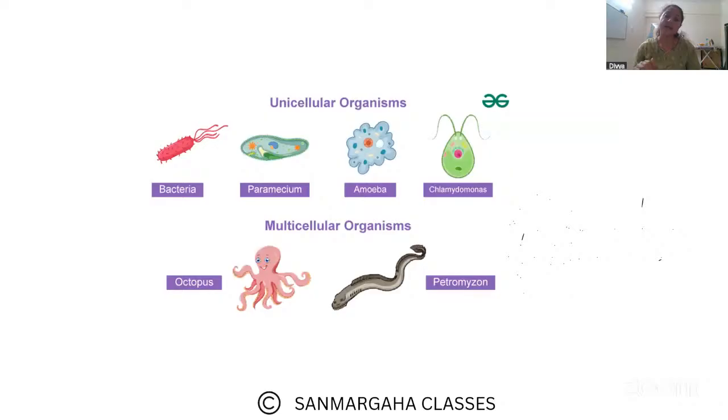Here are the examples for unicellular and multicellular organisms. Unicellular, all are single celled here: bacteria, paramecium, amoeba, chlamydomonas. Whereas octopus, pteromyzon, and here we can include human beings, then plants and other animals also, come under multicellular organisms. So now we are clear with unicellular and multicellular organisms, right?